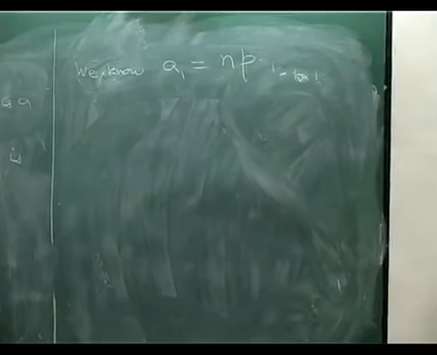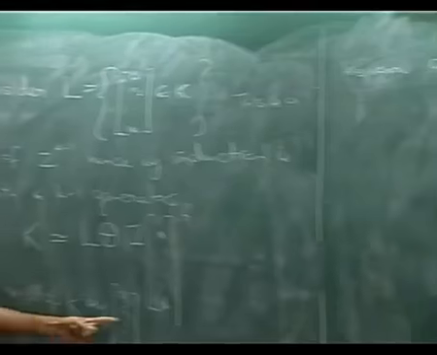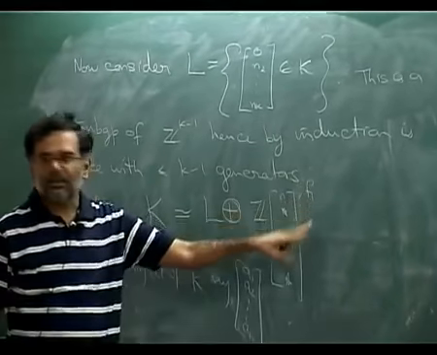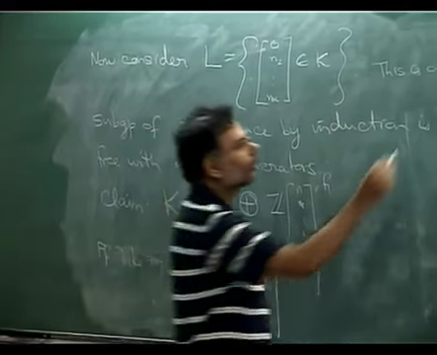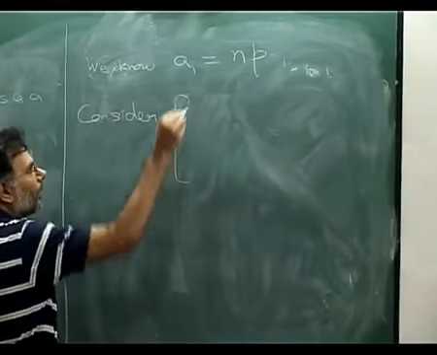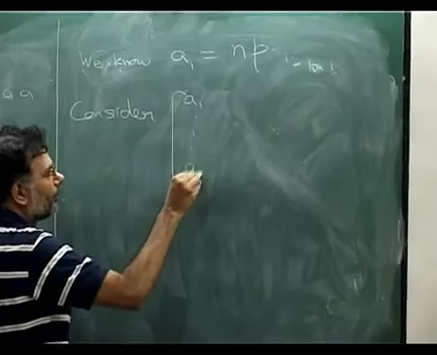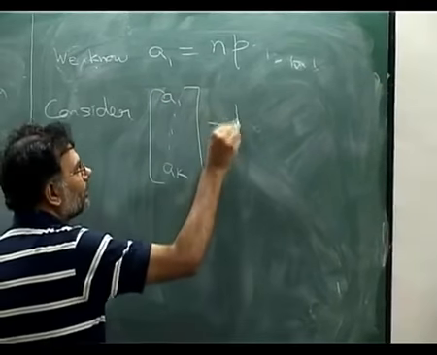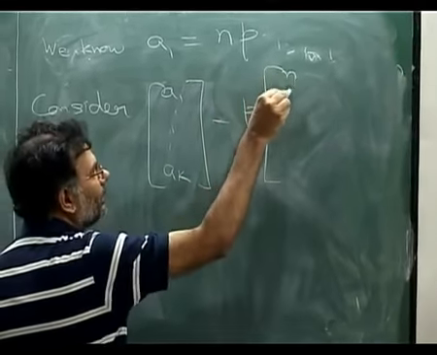Now what do we do? We take this a1 up to ak and subtract p times F1 from it. So consider a1 up to ak minus p times F1, which is n something something.